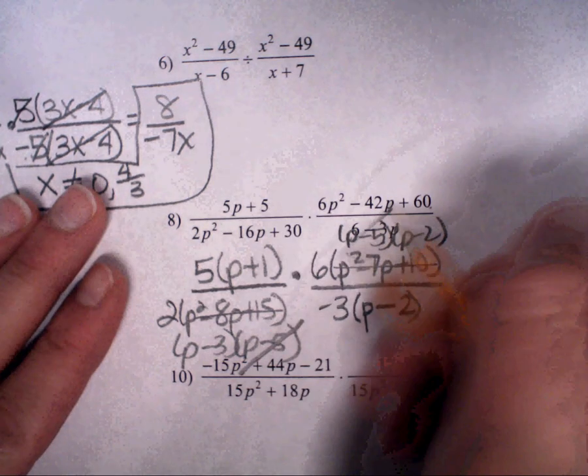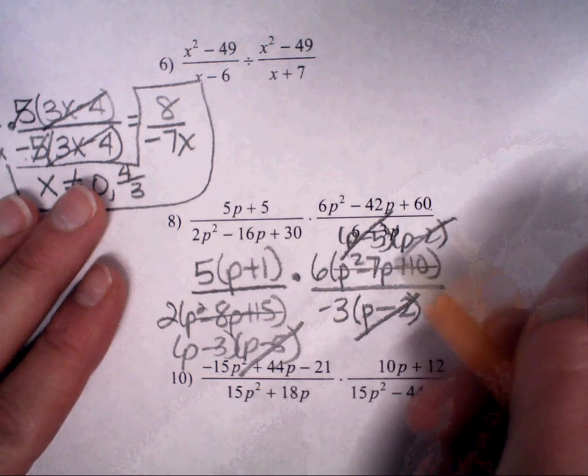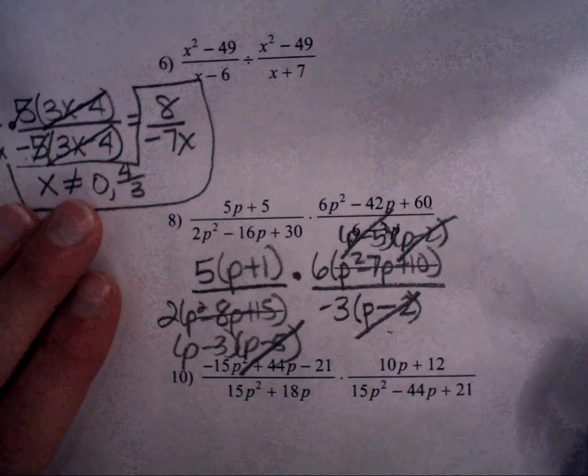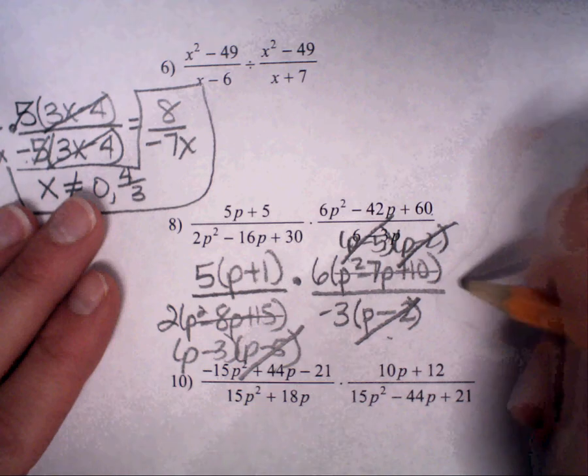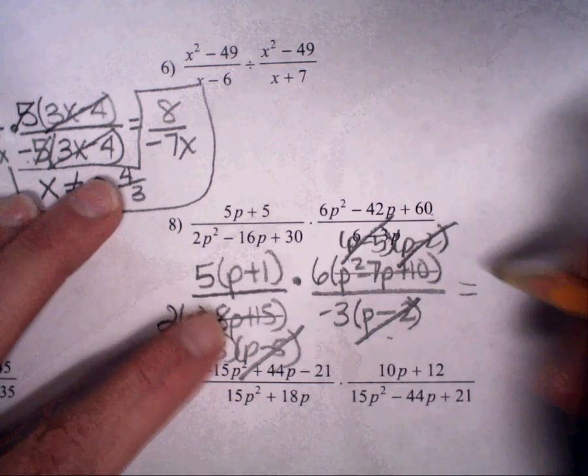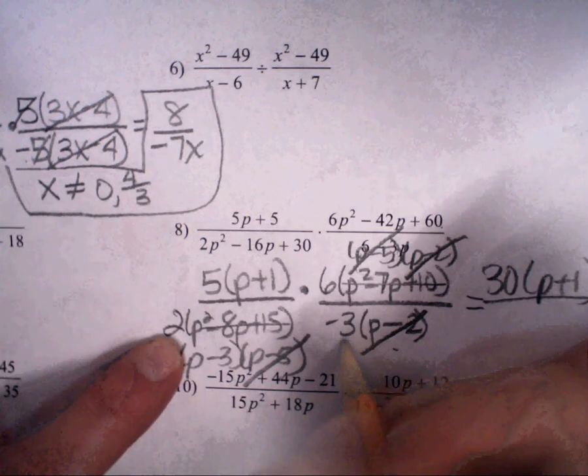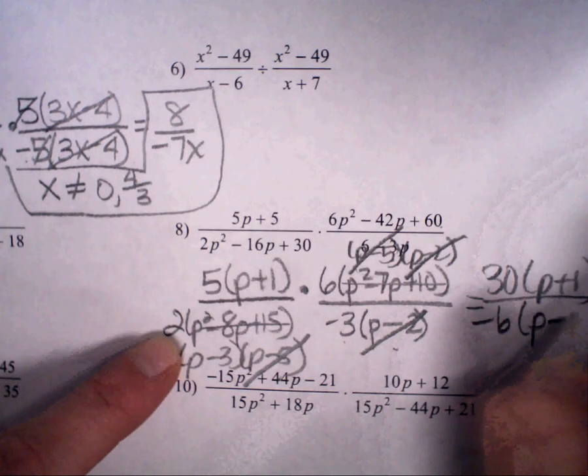p minus 5, top and bottom. p minus 2, top and bottom. Binomials that are the same. And then we're left with, well, I'm not sure what else. So what I'm going to do is multiply 6 and 5: 30 times p plus 1. On the bottom, multiply these two, negative 6, and then p minus 3.